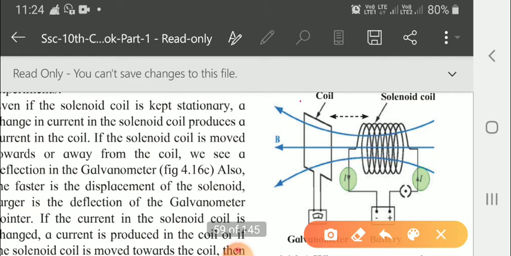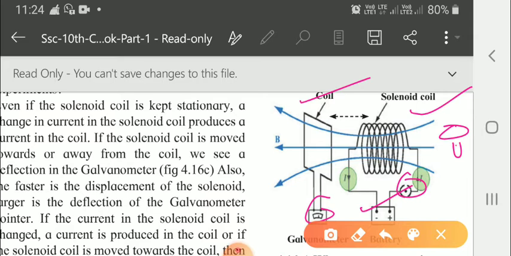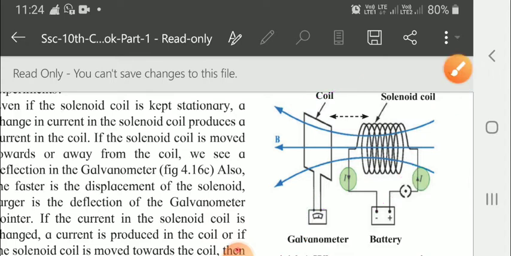here we can see this is the coil, this is the solenoid coil, this is the key, and this is the battery, this is the galvanometer, and I already told you that a small plug is there that is put in the key. Here it is put here. So now this figure is showing us that when a current is passing through the solenoid coil and the solenoid coil is displaced longitudinally with respect to the coil. In the first case it was displaced laterally, in this case it is displaced longitudinally.